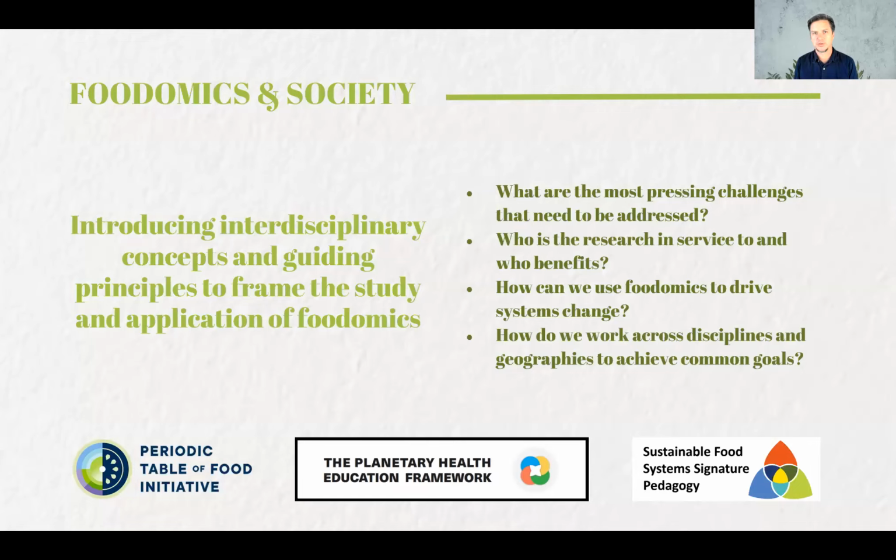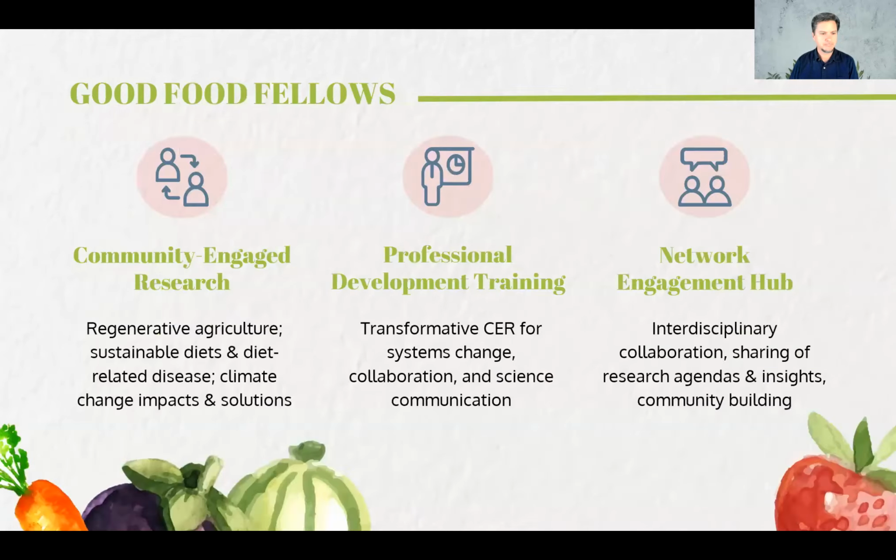Who is the research in service to? Who benefits? In that way, we'll be focused on issues of access and equity. How can we use foodomics to drive systems change, orienting the science to addressing these food systems challenges? And lastly, how do we work across disciplines and geographies to achieve these common goals? Again, with the goal of building some fundamental literacy across different sectors and domains to enable some of these conversations that could really enhance some of the goals that we're striving to achieve.